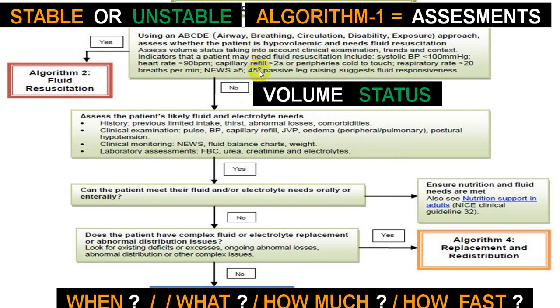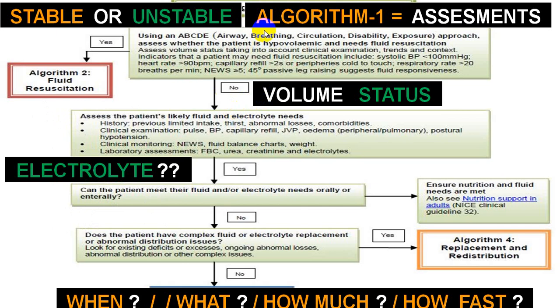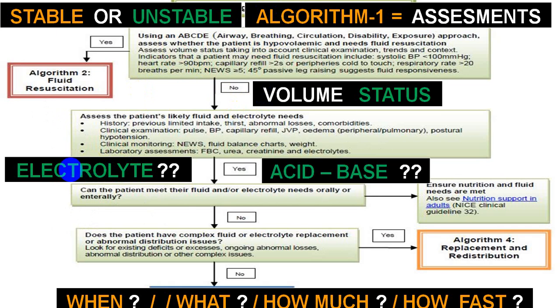While doing a clinical examination, volume status should be examined. A person may be unstable, but volume status may be euvolemic, where he requires less fluid volume but will require more inotropes. And if he is hypovolemic, he will require more fluid for resuscitation. And simultaneously you should look for electrolyte imbalance and acid-base imbalance, and accordingly you will have to select the IV fluid.